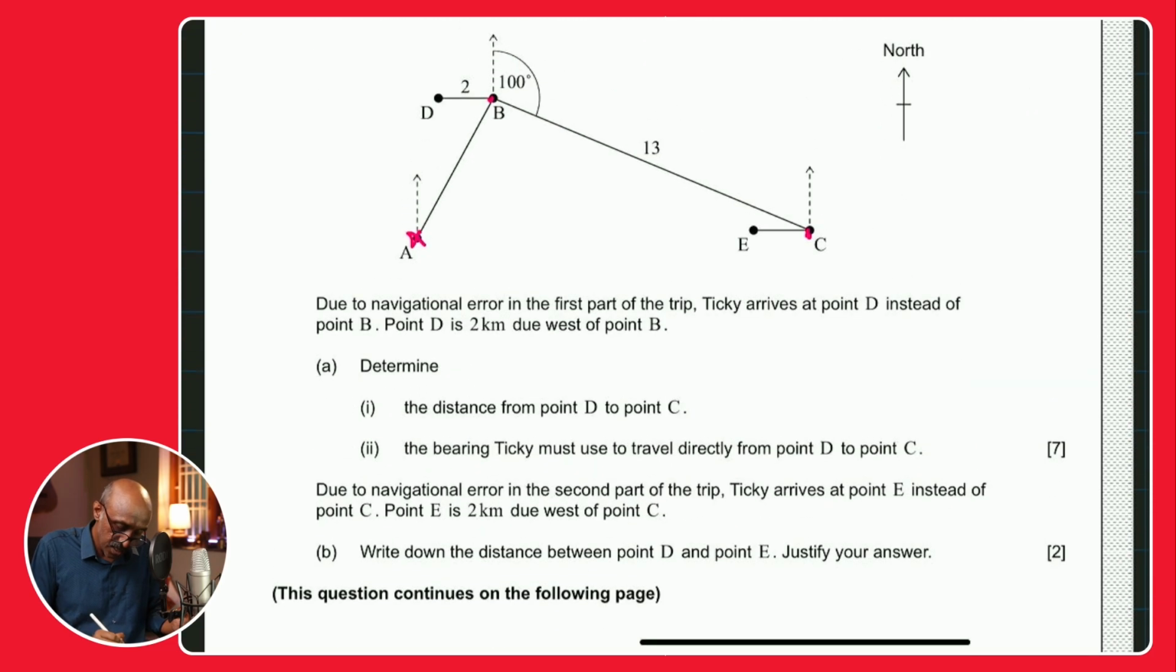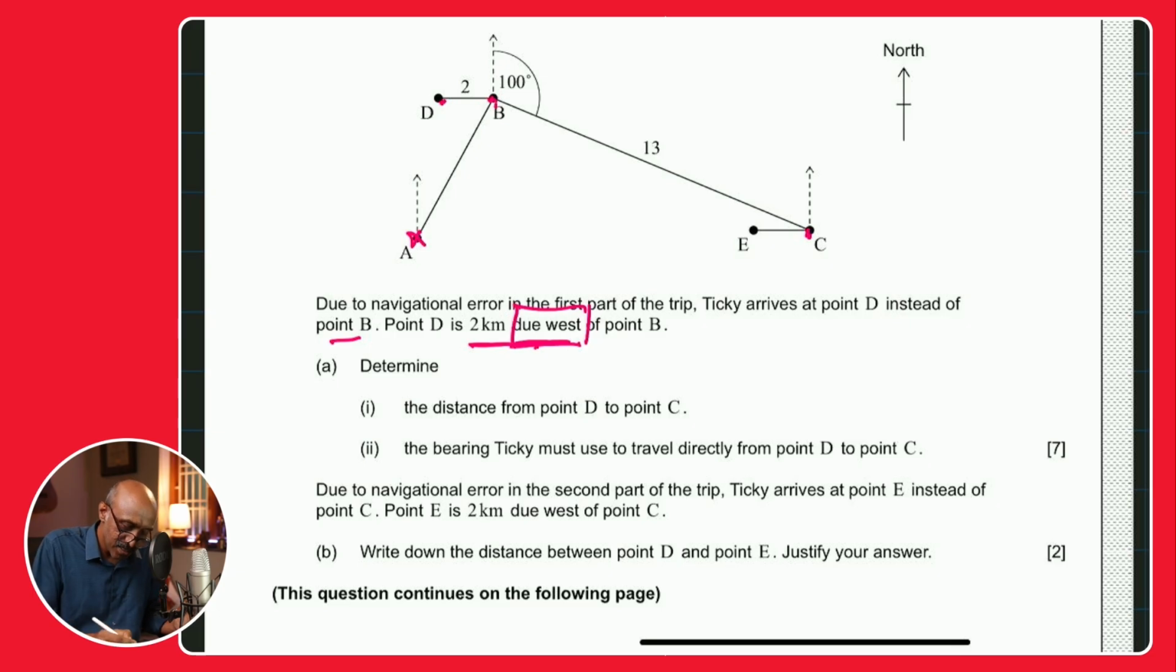Due to navigational error in the first part of the trip, Tiki arrives at point D instead of point B. So instead of reaching here, she's reached that point D. Point D is 2 kilometers due west. Now that phrase, due west, in trig you'll come across this phrase. What does that word due west mean? I'll explain that when you come to that, but that's an important phrase I've highlighted so that I don't forget how to interpret that in our problem solving. Point D is due west of point B, and is 2 kilometers. I'll explain that right now.